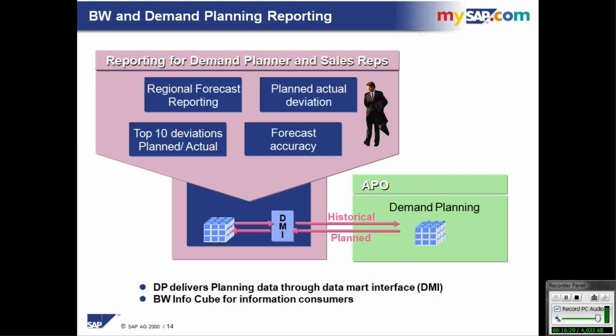And normally, for the levels of reporting, they can do regional level forecasting, planned versus actual deviation, what the forecast accuracy is, and what the deviations between planned and actual are, like that. These are some sample reports.